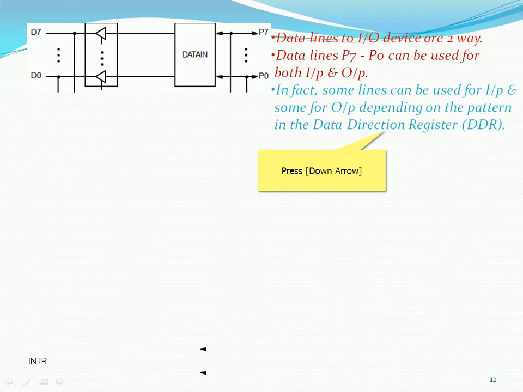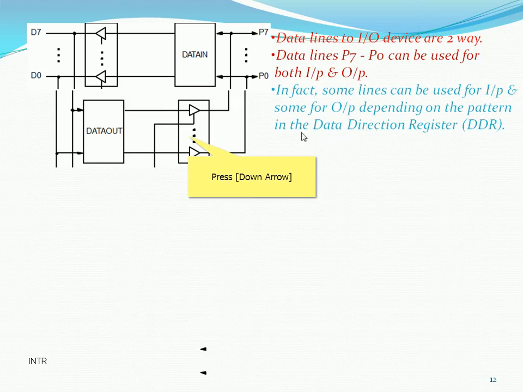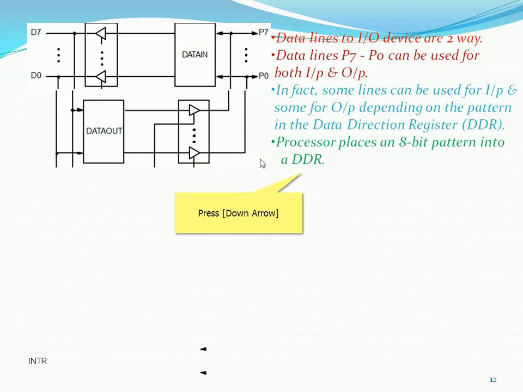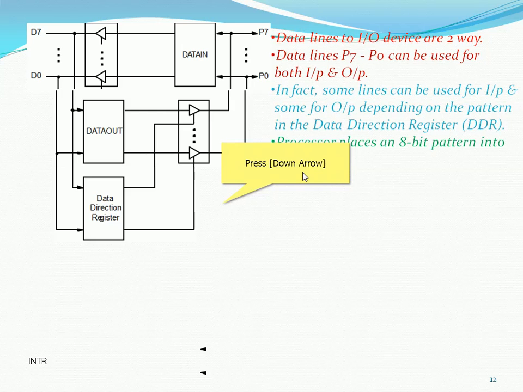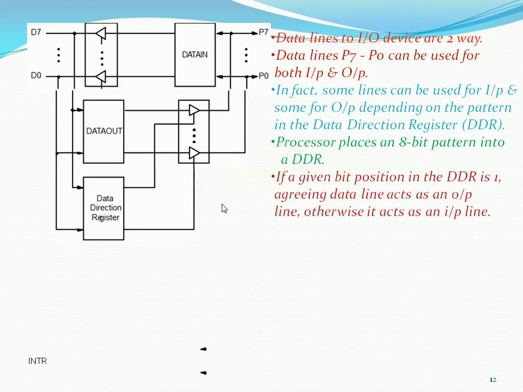So the data direction register decides whether the data is going to be output, and then the data register contents will be decided, or whether the data is going to be input. So which direction the data will go, whether from the processor to outside or from outside to the processor, will be decided by the contents of the DDR. So there is a data in and data out, right? That will be combined, and the processor places an 8-bit pattern into the DDR. So the DDR register will hold this data.